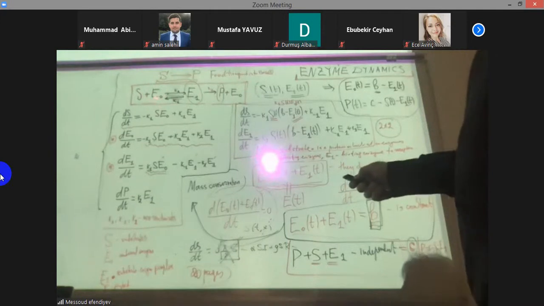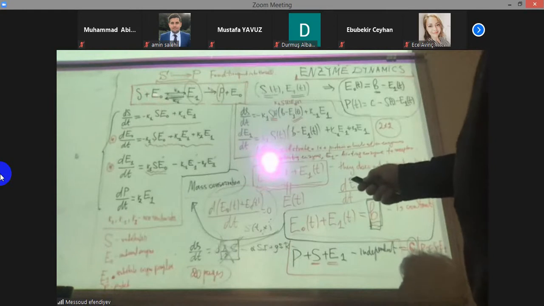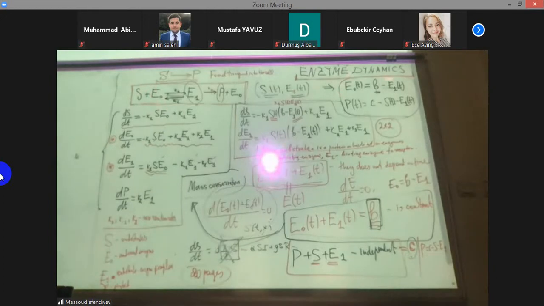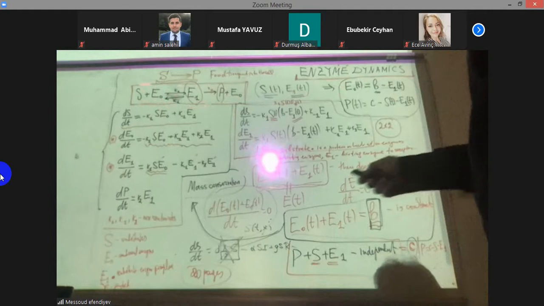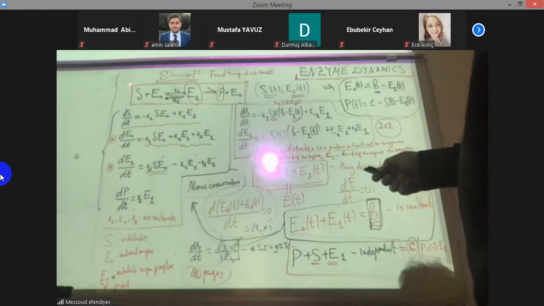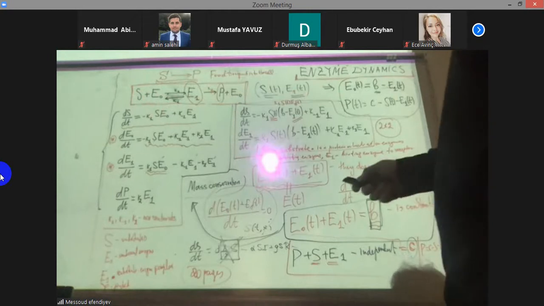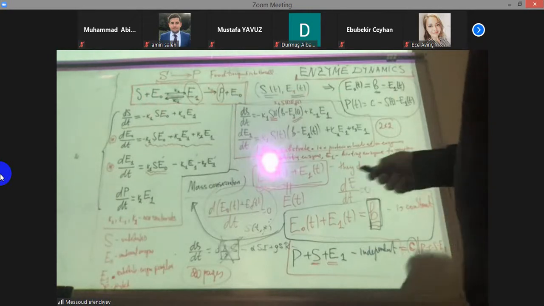Because we have time, I am giving you this information. We have S as the substrate, E0 as the unbound enzyme. So I am speaking in terms of the enzyme dynamics. You remember in our previous lecture, I considered this reaction in terms of food transport from the extracellular space to the inside.